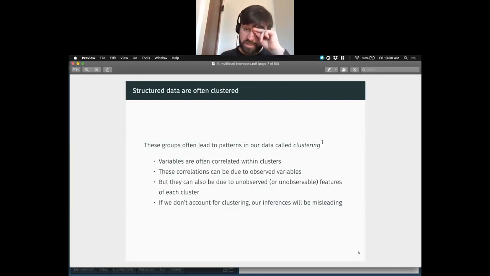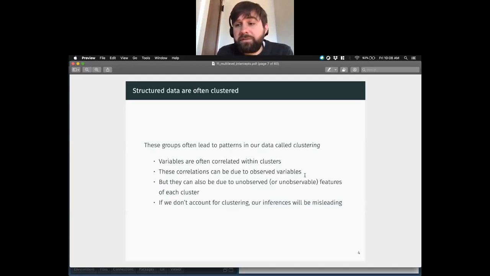If we don't account for clustering, our inferences will often be misleading, right? These kinds of sources of unobserved variation across clusters, right? So if we have observed variables that can explain out the cluster variation, then we can get unbiased inferences. But if there are unobserved features of the data, which there almost always are, that are driving some of the correlation within a cluster, and we don't account for that clustering, the inferences we obtain will not be reliable. So clustering is something we need to account for explicitly.